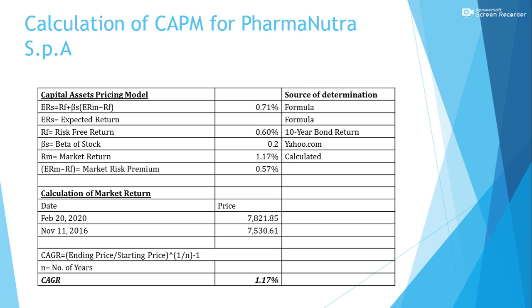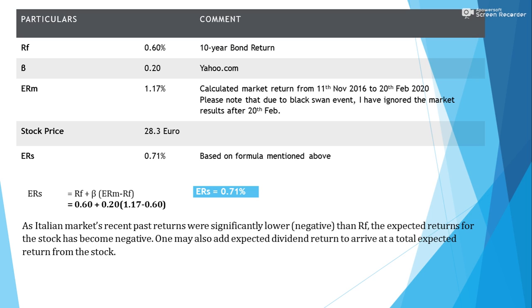As we have seen the formula for calculation of expected return through the CAPM model, here is a brief description of how we have calculated it. One thing I would like to discuss is that the market return has been taken from 11 November 2016 to 20th February 2020. Because of the Black Swan event, which is also known as COVID-19, I have ignored the market results after 20th February.